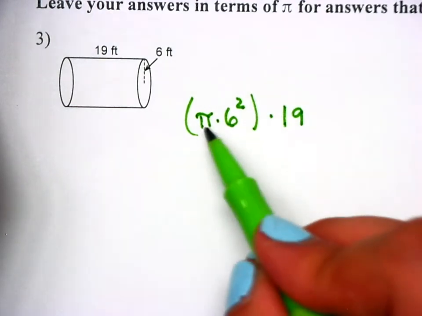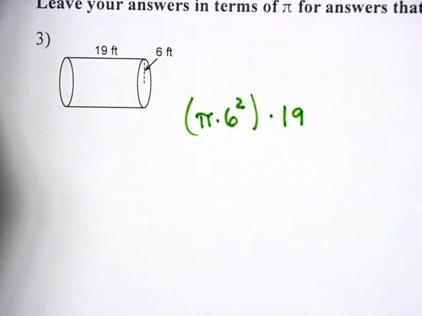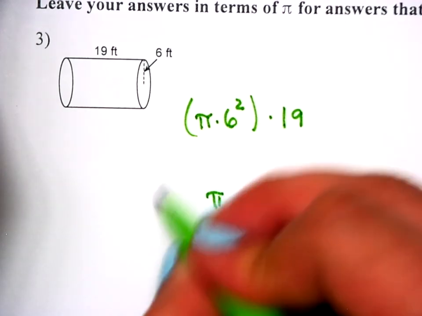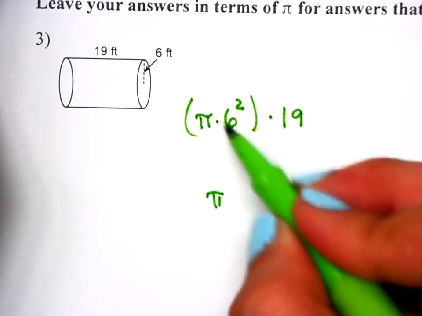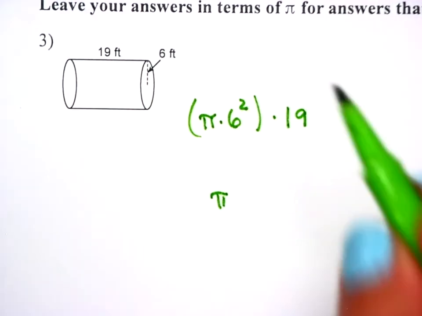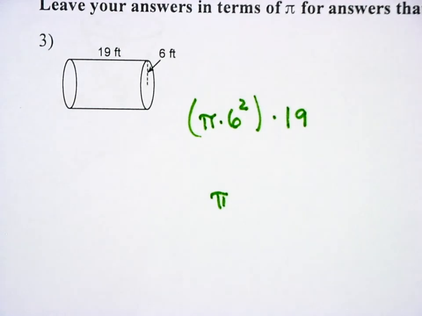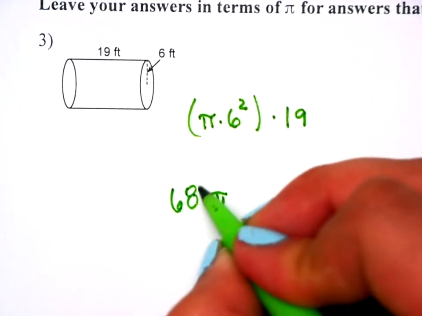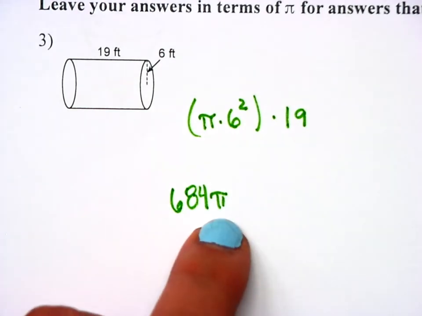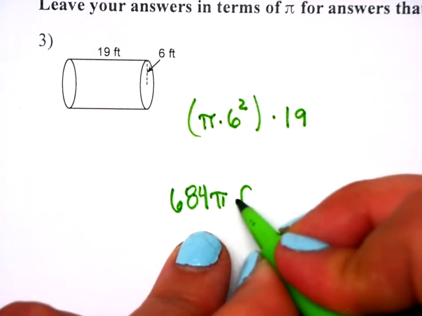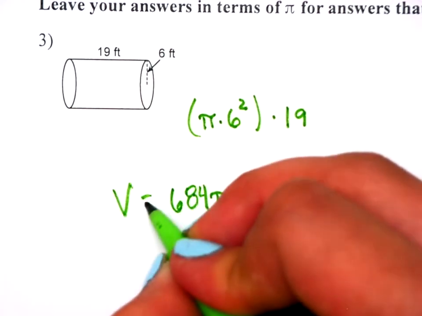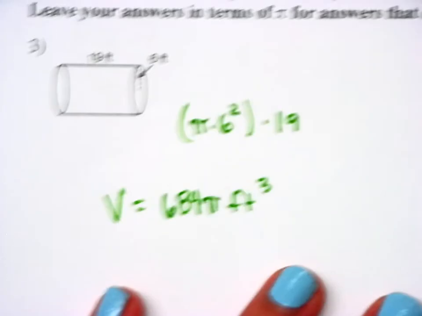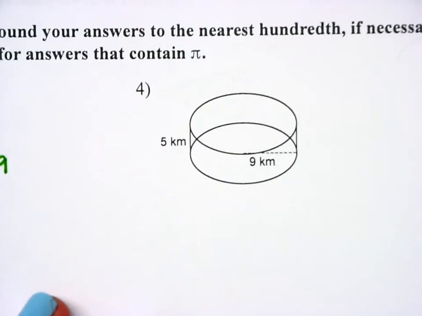Okay, careful here. We are not multiplying pi because we're leaving the answer in terms of pi. So what we're going to have as an answer is some number pi. That means I need to square 6 and times 19. So I've got 36 times 19. That is 684 pi. Again, don't forget your units. Feet cubed. Okay, so that's the volume. A little easier because we didn't have to write any decimals.